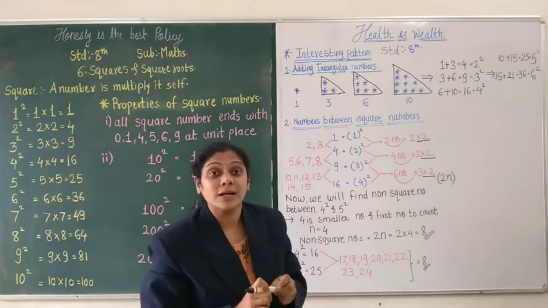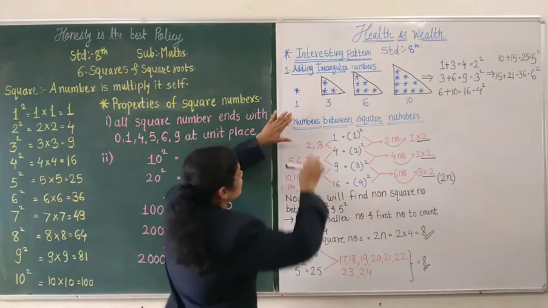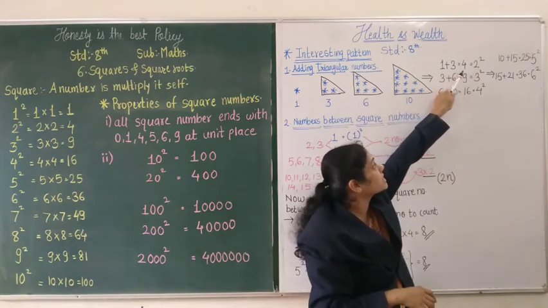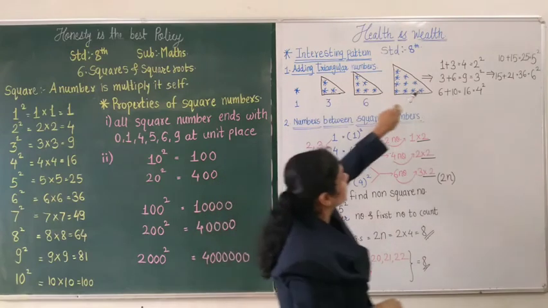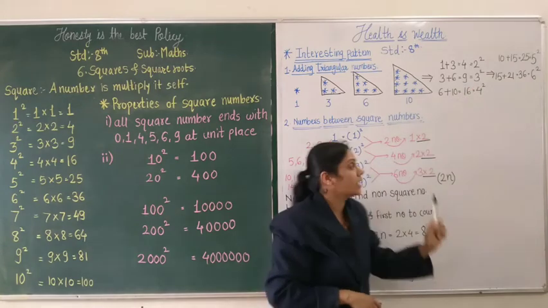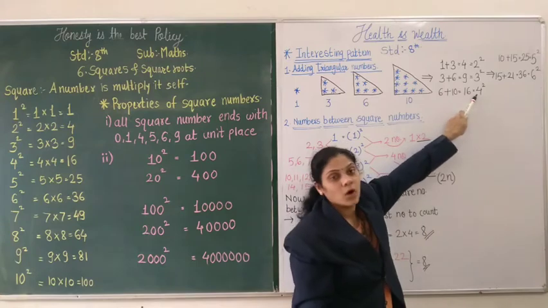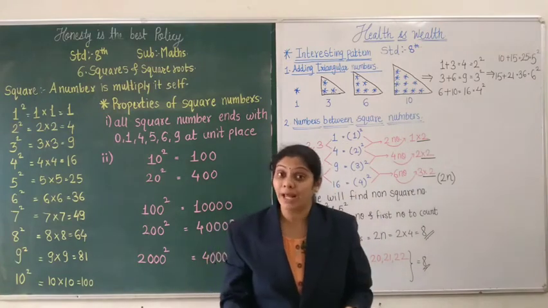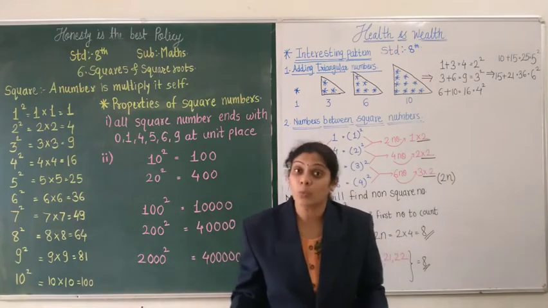Now look here, what is the meaning of adding triangular numbers? Look at it. If I add this 1 and 3, what do I get? 1 plus 3 is equal to 4, which is the square of 2. Now the next triangular numbers are 3 and 6. If we add 3 and 6, we get 9, which is the square of 3. If we add 6 and 10, we get 16, which is the square of 4. Like that, with the help of the square numbers, we can find the triangular numbers also. And with the help of triangular numbers, we can find the square numbers.